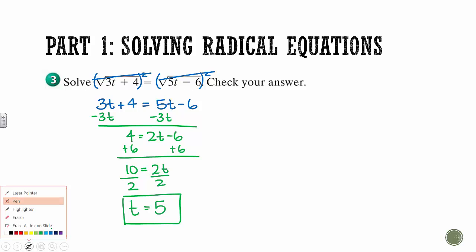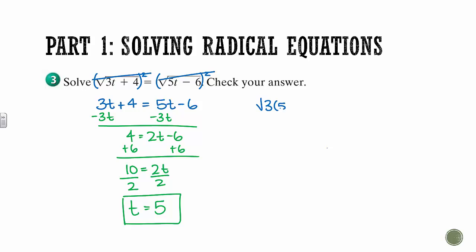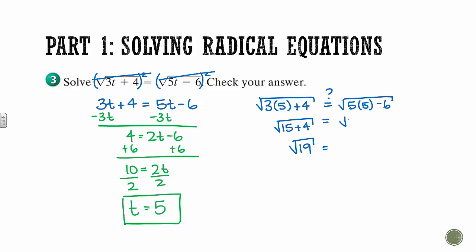Now just like the last one, we have to make sure that this works. So plug it in. 3 times 5 plus 4. Take the square root. I want to know if that's equal to the square root of 5 times 5 minus 6. So 3 times 5 is 15, plus 4 would give me 19. And then 5 times 5 is 25. If I take away 6, I also get 19. So the square root of 19 equals the square root of 19. I know that I have the correct answer.